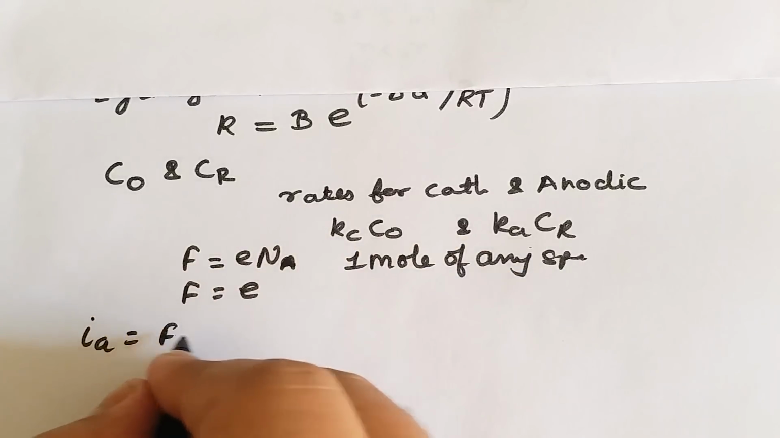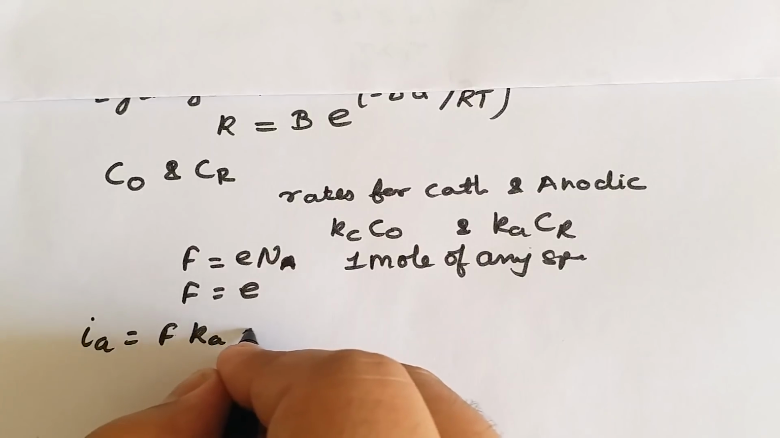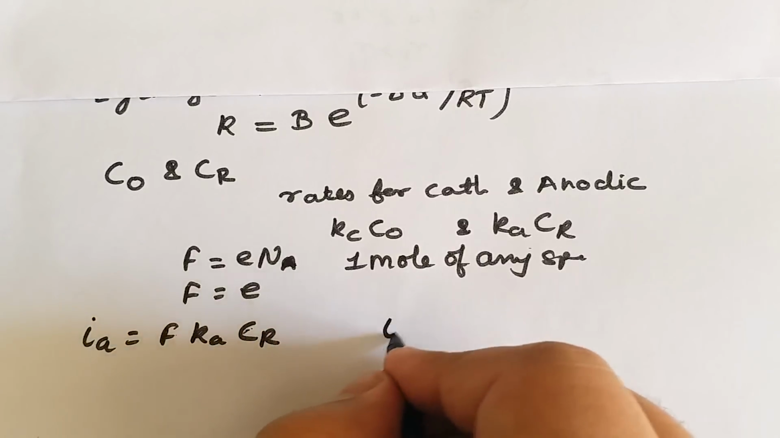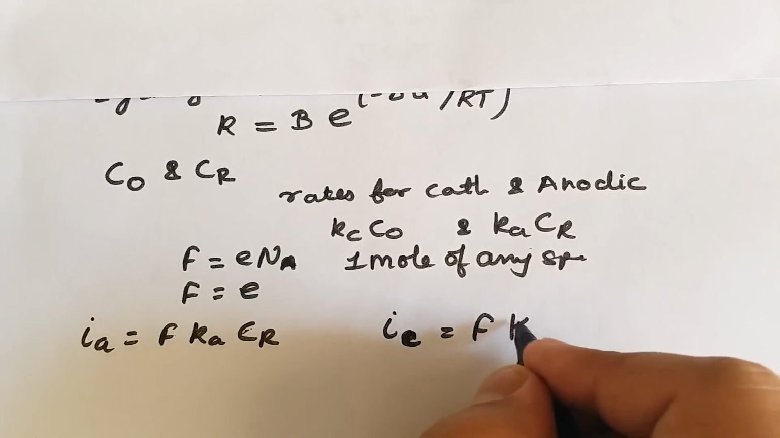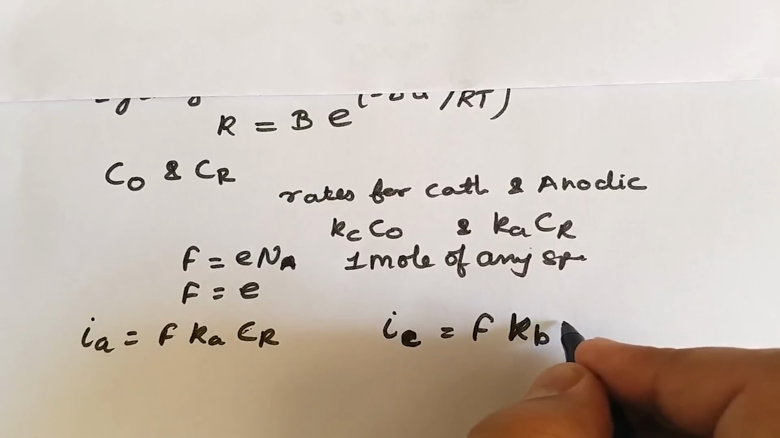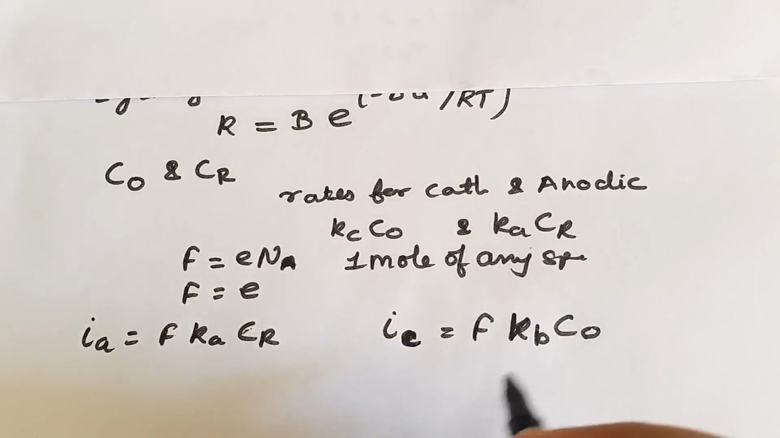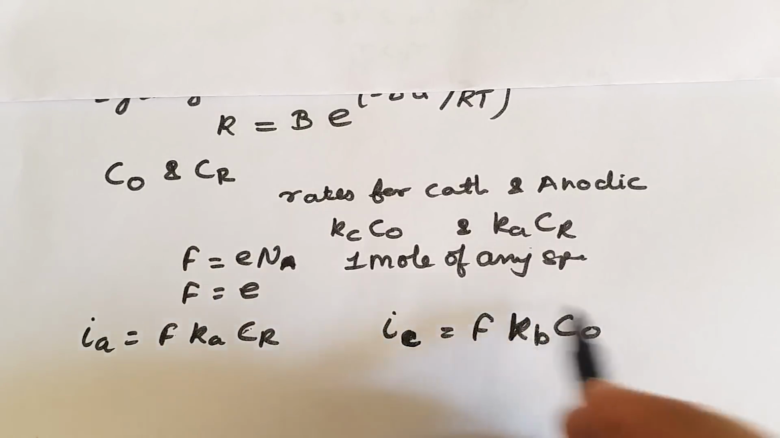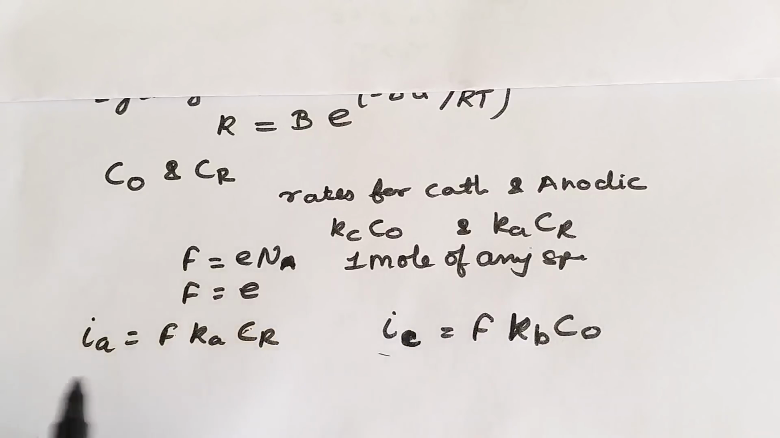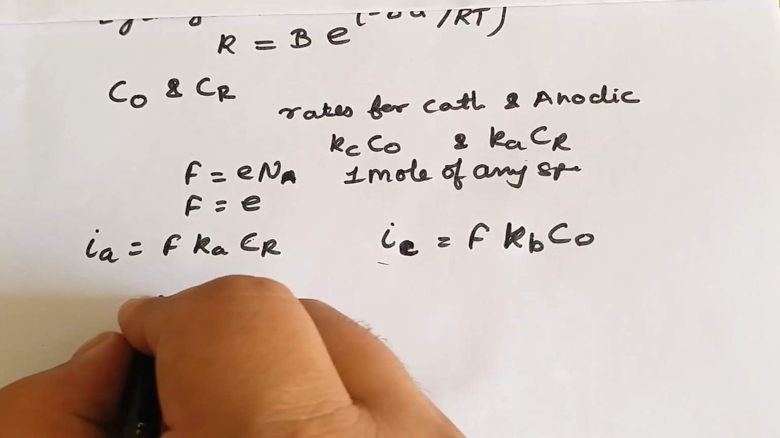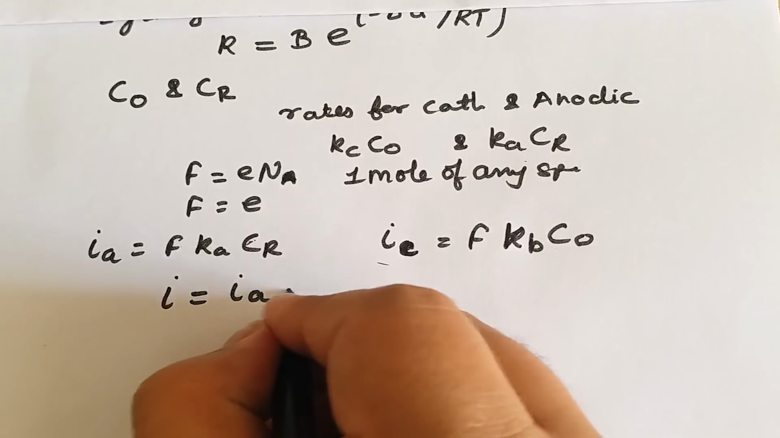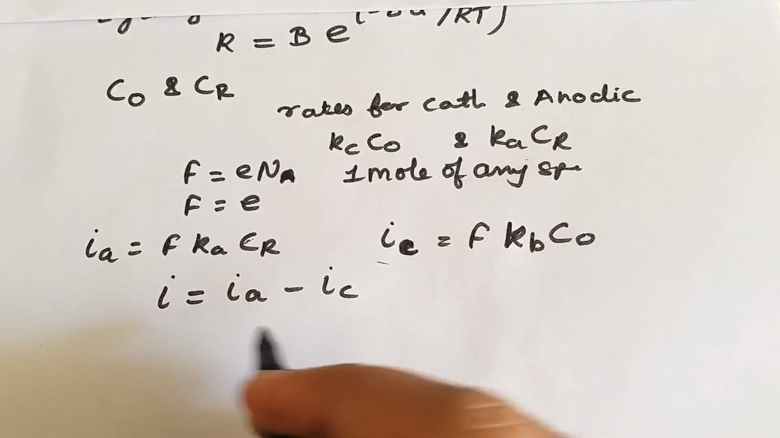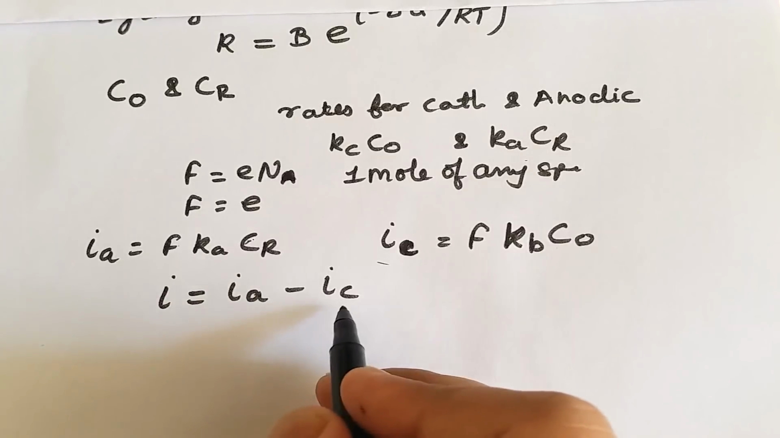So charge is F into Ka into CR, and similarly our cathodic current IC will be F into small kb into C0. This is because charge into rate gives us our cathodic current, and again charge into rate gives us our anodic current. And as we have seen, the net current density I is always the difference between the anodic process and the cathodic process. So I is the difference IA minus IC.